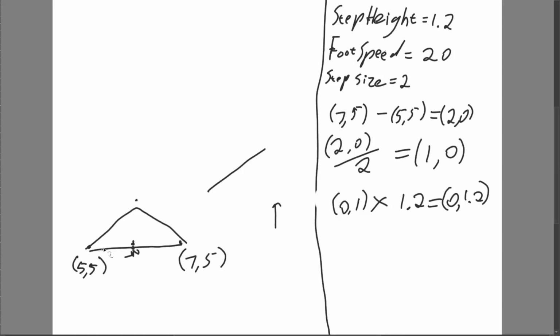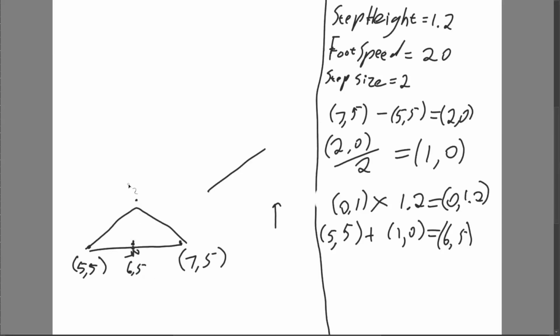We now know that we can take this point, 5, 5, and we add 1, 0. That gives us a point in space of 6, 5, which is here.